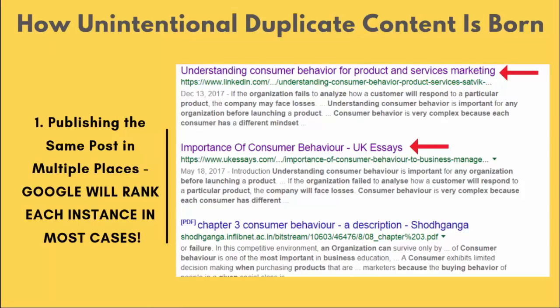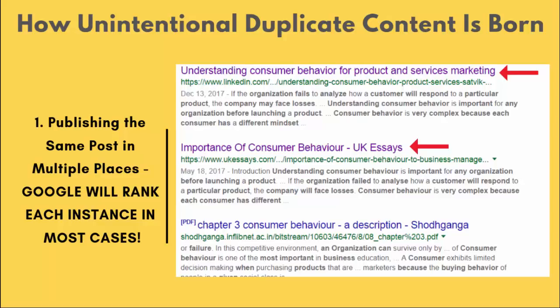So, how unintentional duplicate content is born. This is pretty common, right? You publish the same post in multiple places and Google will rank each instance in most cases. As you can see here, it's usually going to rank the one with the highest domain authority first. This is a quick example that we found around consumer behavior. And as you can see, it was the exact same article on LinkedIn and also on UK Essays.